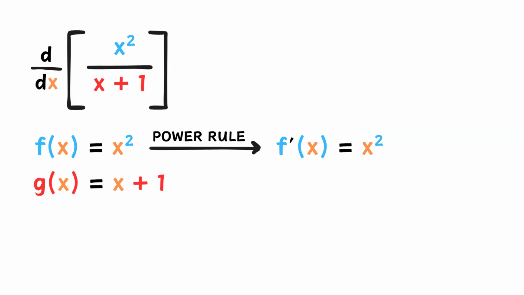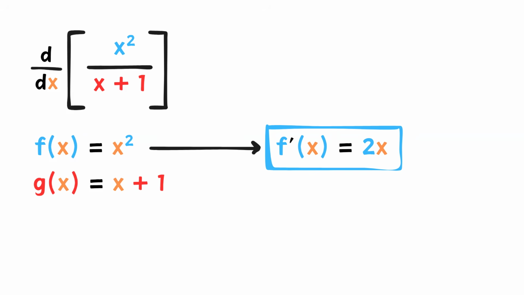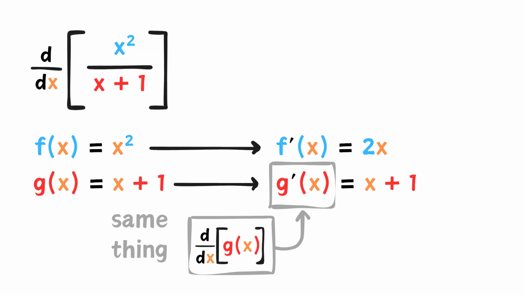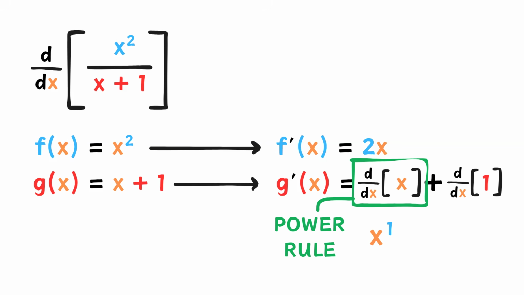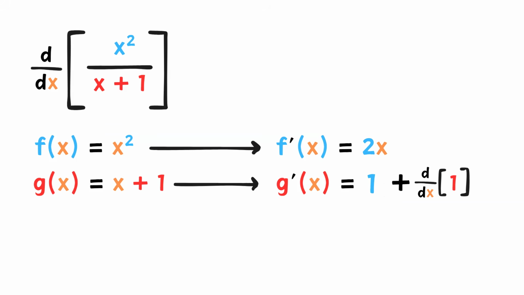Using the power rule, we know that the derivative of x squared is 2x. And for g of x, since we're taking the derivative of a sum, we can take the derivatives separately. Using the power rule, we know the derivative of x, or x to the power of 1, is just 1. And the derivative of 1 is 0. So the derivative of g of x is just 1.